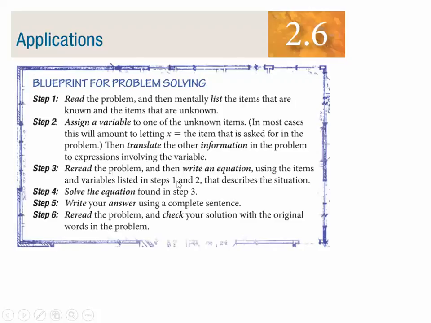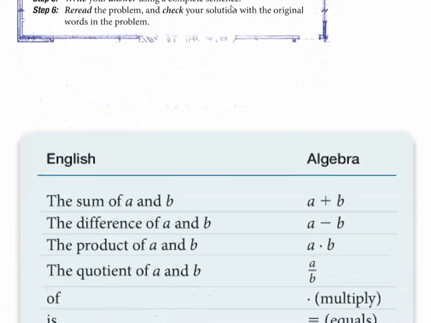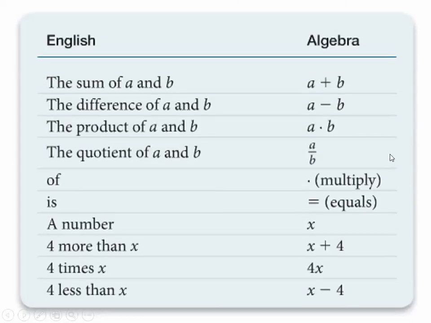Okay, one small thing we've got to talk about is this whole conversion, which I think you guys know. Sum means adding, difference means subtracting, product means multiplying, quotient means dividing. Whenever you're talking about "of," as we just talked about here, it technically means multiplication. Then there's the equal sign. And whenever we talk about a number, usually we use x. You don't have to use x, but usually we use x.